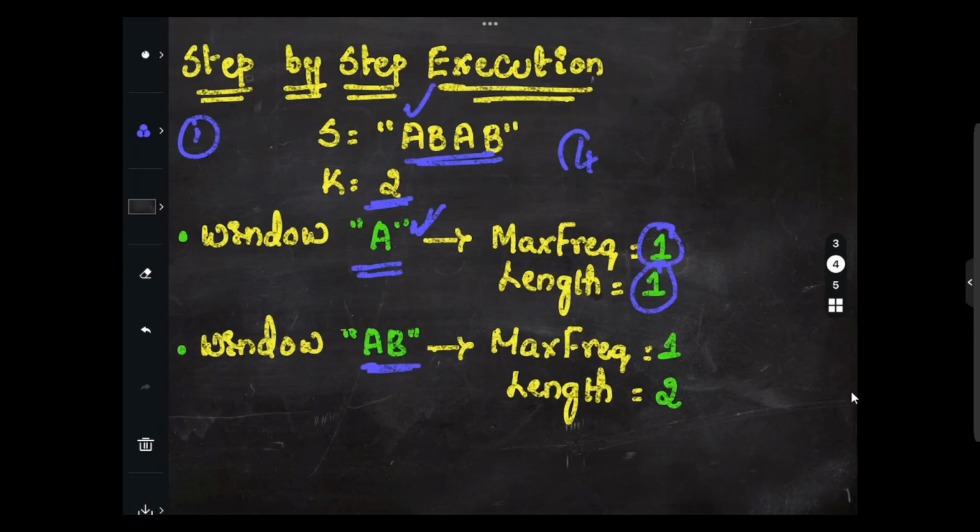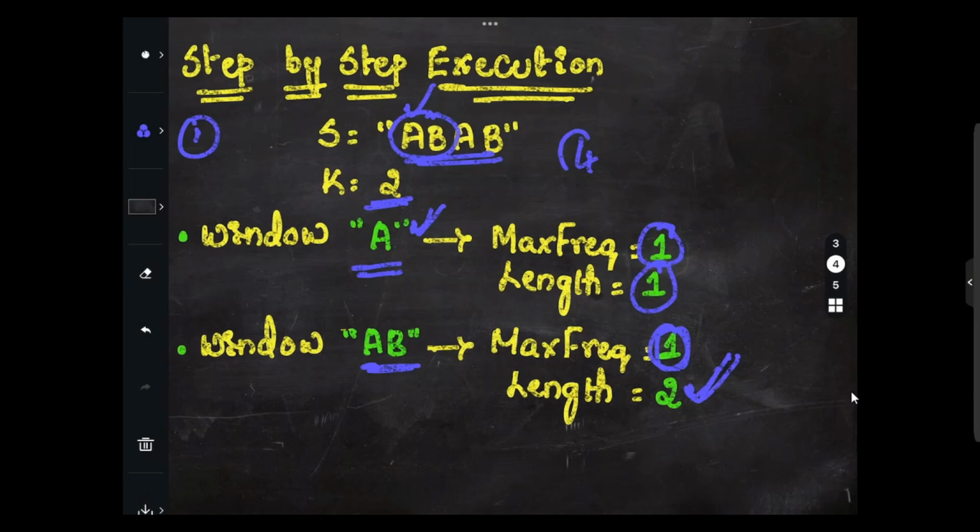So this is 1. Next we will consider AB together. These two we will consider. This is fine. So max frequency is 1 itself. Both are having the frequency 1 here in this case. And length we are having 2. AB we are having, right?